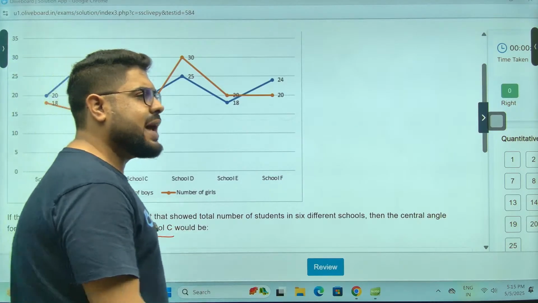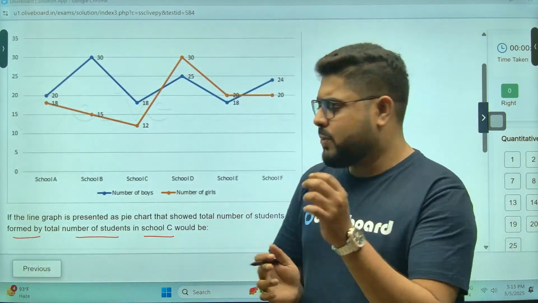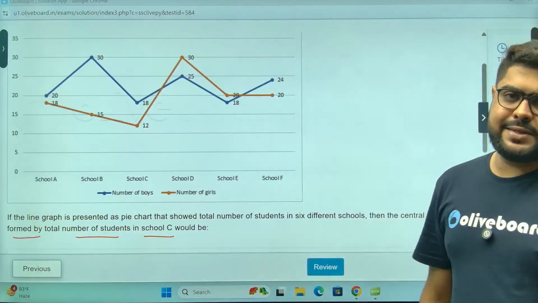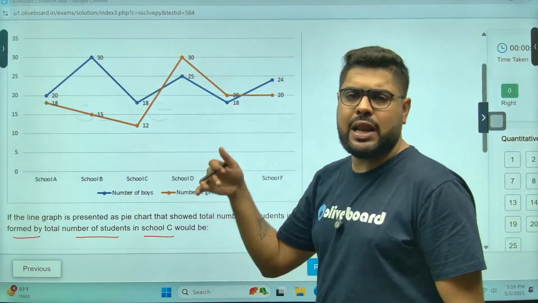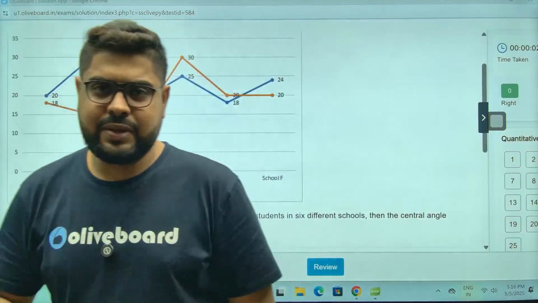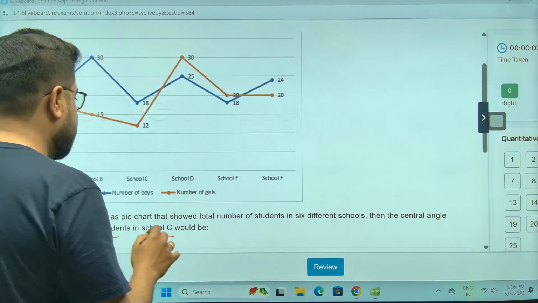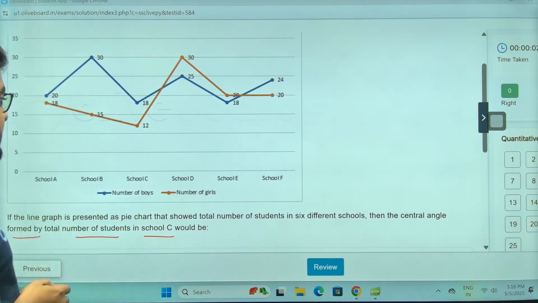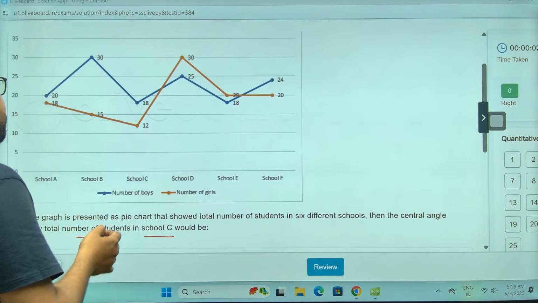It is as simple as that. Sir, the total school C students is what percentage of the total? Then we'll figure out the angle. So for the total students, we have to add everything. Okay, fine. So let's add, sir.